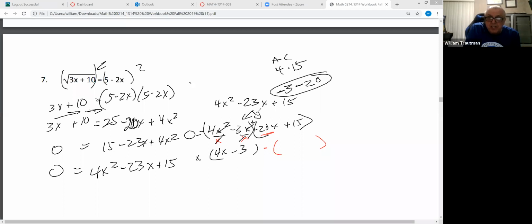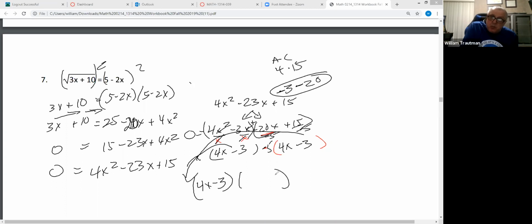So I'm going to factor out a negative, and a 5 factors out, a negative 5. Negative 20 divided by negative 5 is a positive 4x. 15 divided by negative 5 is a negative 3. Do you see the parentheses are the same? So the parentheses 4x minus 3 factors out. We have another parentheses with whatever's left over, x minus 5. All right.